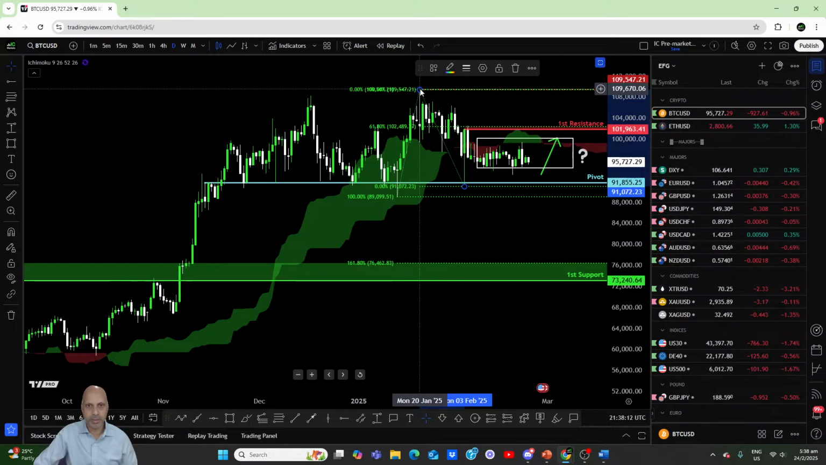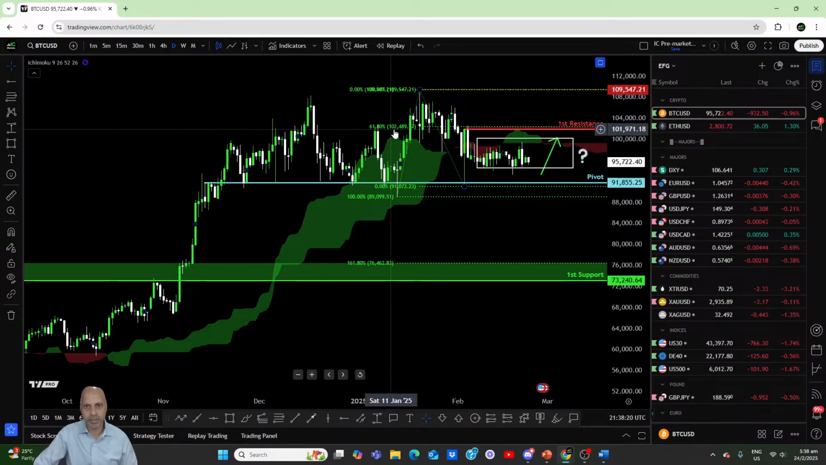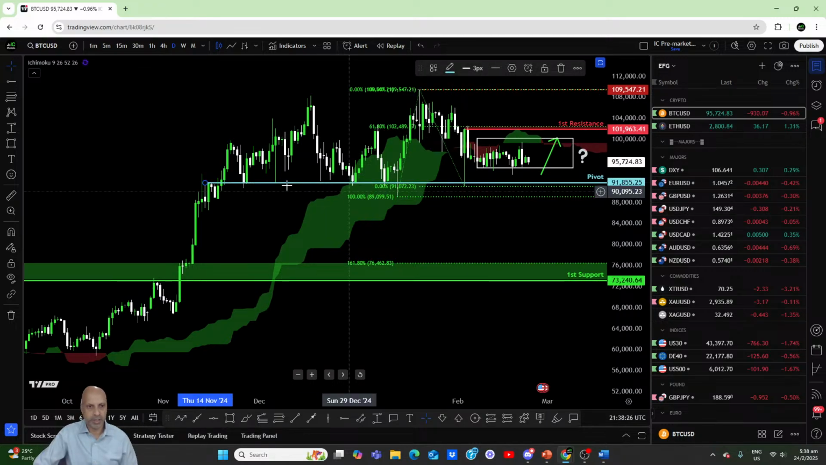We found this retracement starting from this swing high on 20th of Jan, going down to the swing low here on the 3rd of February. That's how we found the 61.8% retracement, and it accompanies the first resistance pretty well. Now the pivot at 91,855 is a very significant overlap level.